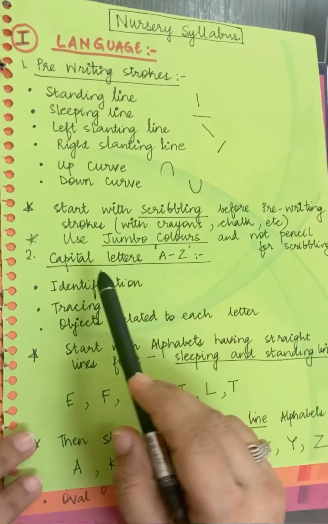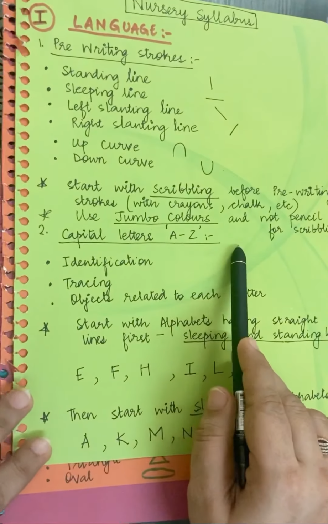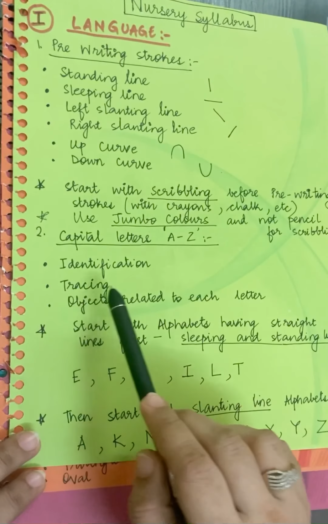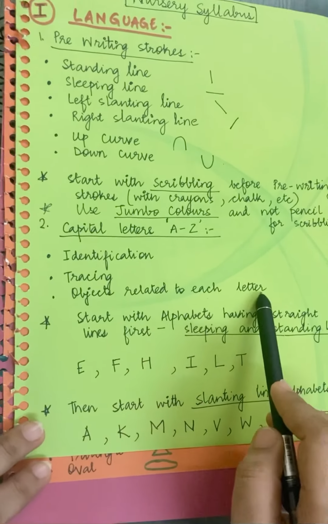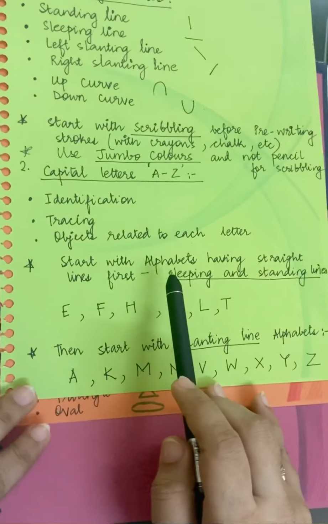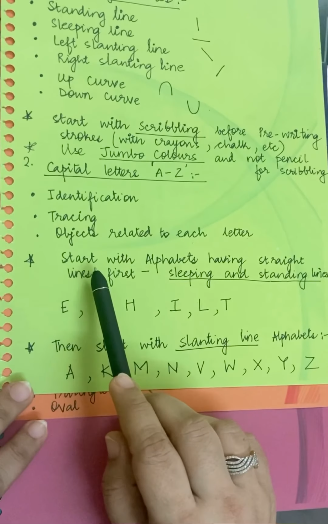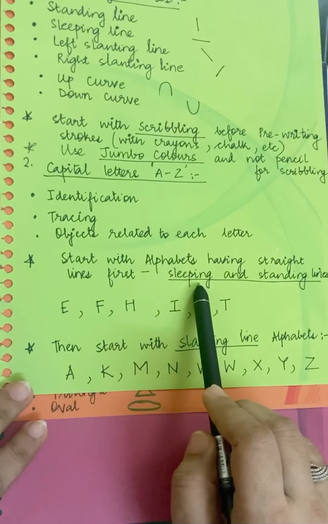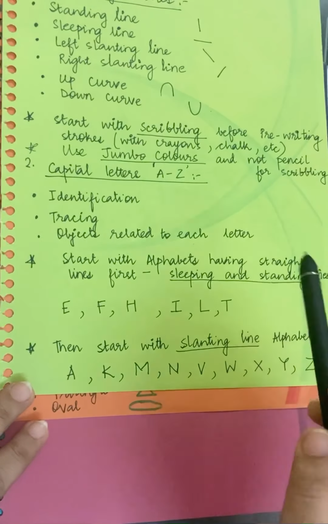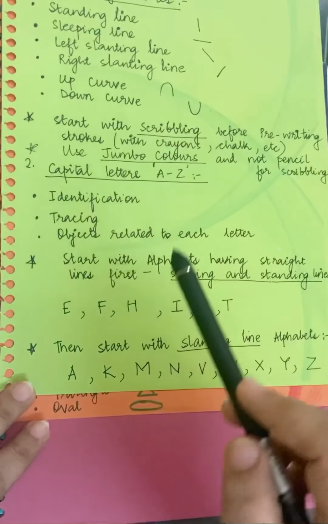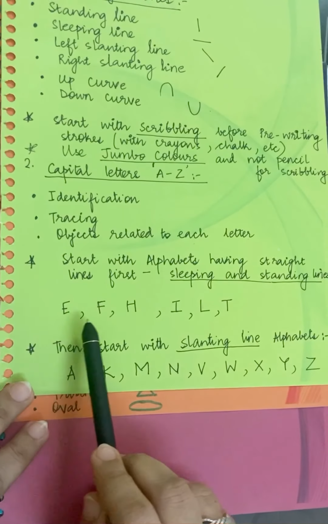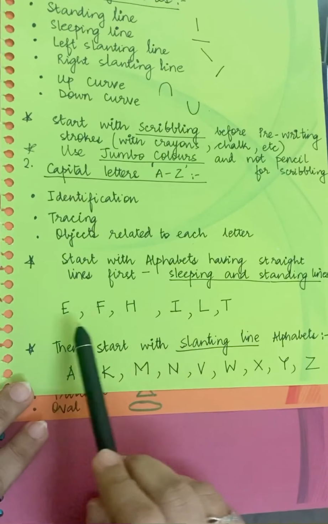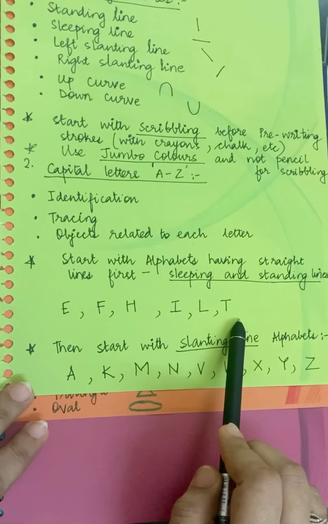Then we have capital letters from A to Z. In that we have identification. Writing is still not there. Tracing objects related to each letter. While teaching, even at home, what you can do is start with alphabets having straight lines first, so basically sleeping and standing lines. The alphabets like E, F, H, I, L and T. You can teach these alphabets first.